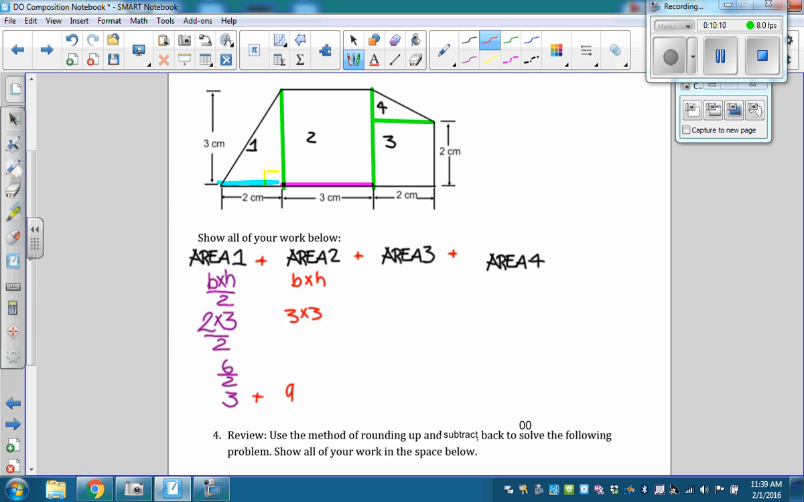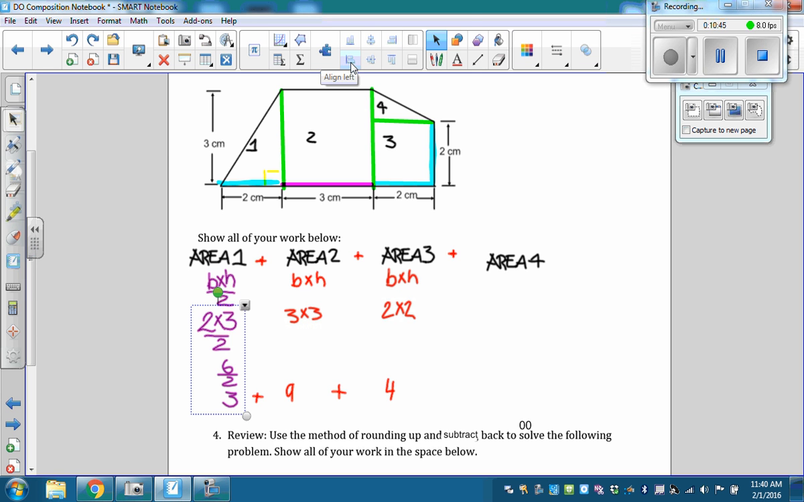For area 3, we have another rectangle. So we're going to do base times height again. But now the base, whoops, sorry about that. The base is also 2. And the height, you can see here from the numbers on the side, is 2. So 2 times 2 is 4. So now we have 3 pieces. Make that red so it's easier to see that it fits in here.